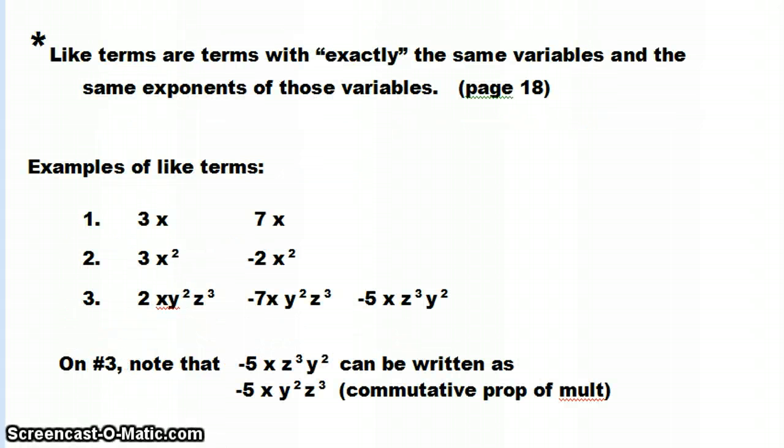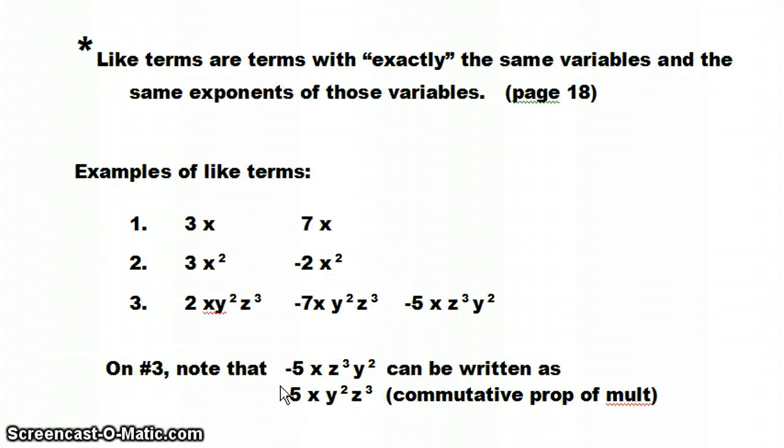On page 5 of your handout is a very important description, and that description is of like terms. Those are terms that have exactly the same variables, and those variables have exactly the same exponents. So examples of like terms on number 1 are 3x and 7x. If you cover up the numerical coefficient, you could not tell the difference between those two terms. Likewise on problem 2, if you cover up the 3 and the negative 2, you couldn't tell the difference between them.